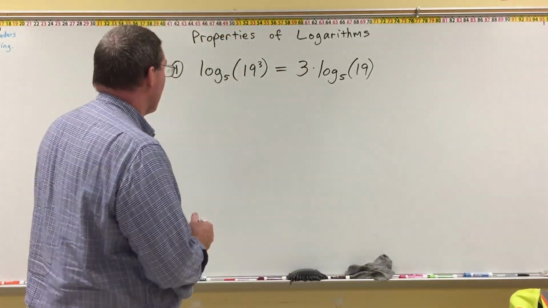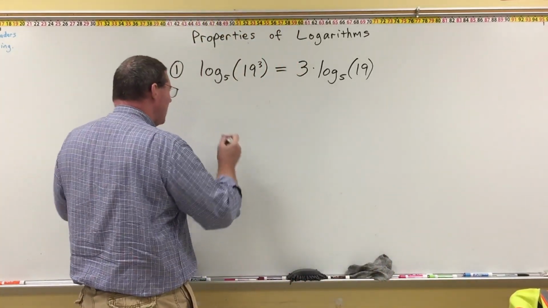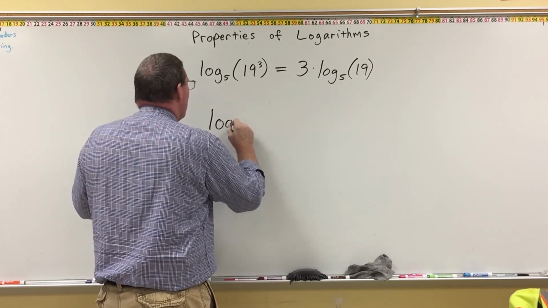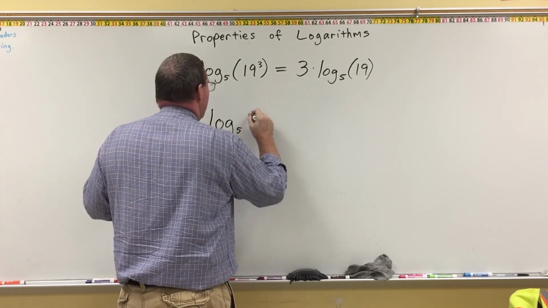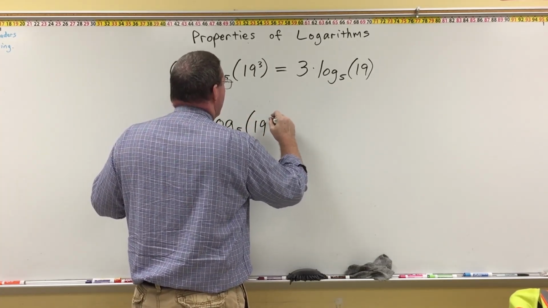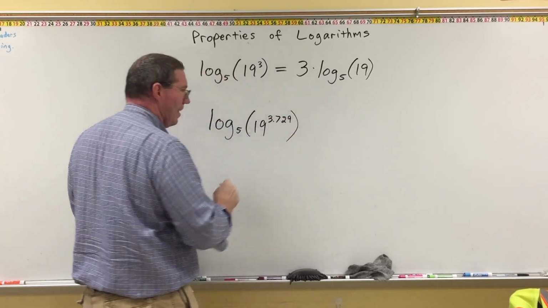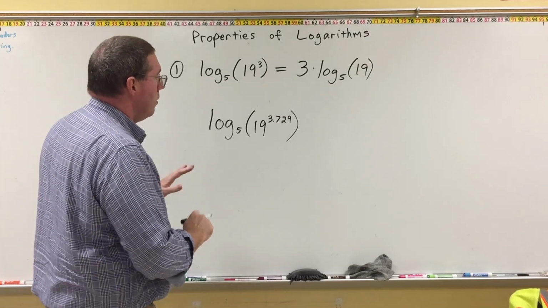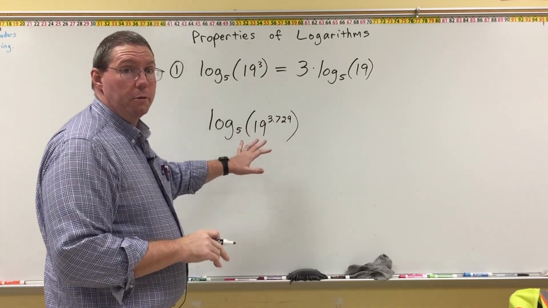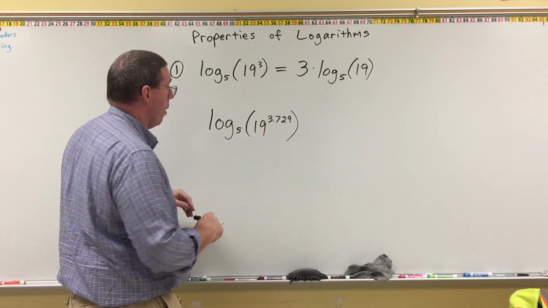And you may say, well, that's not that hard, 19 to the third power. Yeah, but what if you had log base 5 of 19 to the 3.729 power? Okay, this would not be fun to do on paper at home. It would take a while, okay?